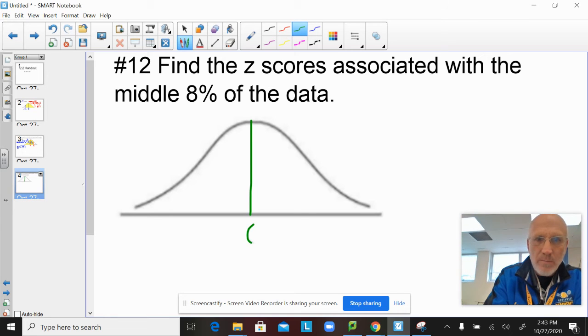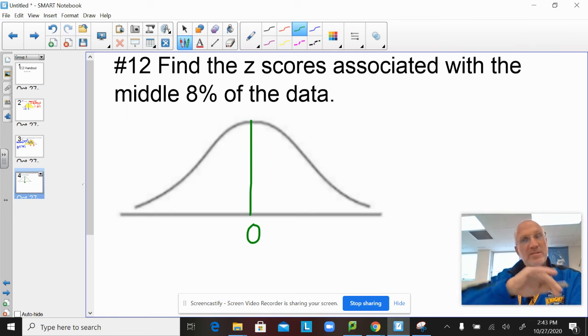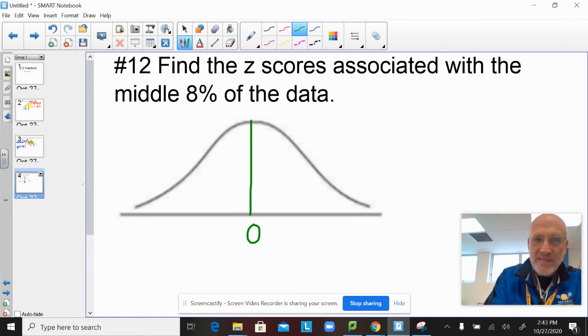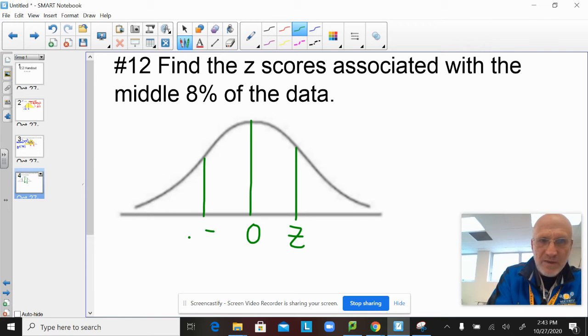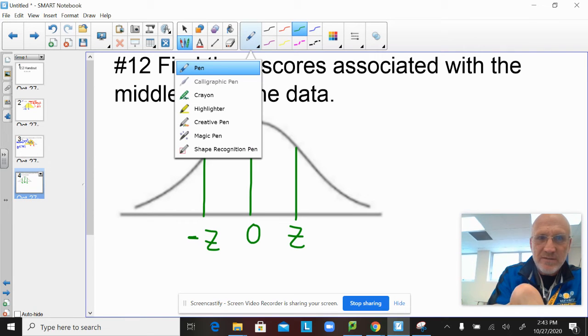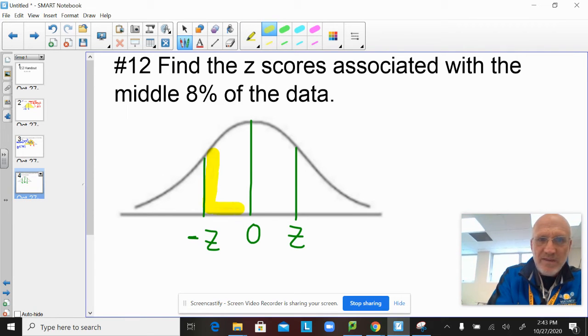So here's 0. The middle 8%, remember this distribution is symmetric. So I'm going to draw a z-score here, call it z, and I'm going to draw another one there. We'll call it negative z. And the middle inside of this, notice I didn't need two different numbers. One is z, one's negative z, because this thing is symmetric.